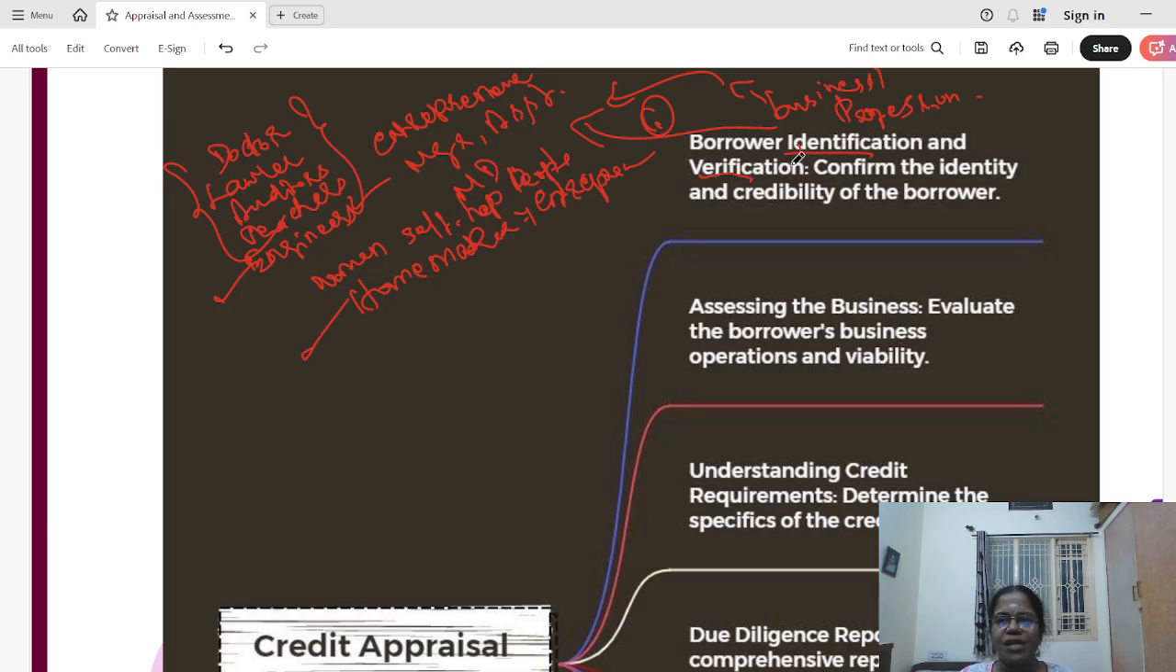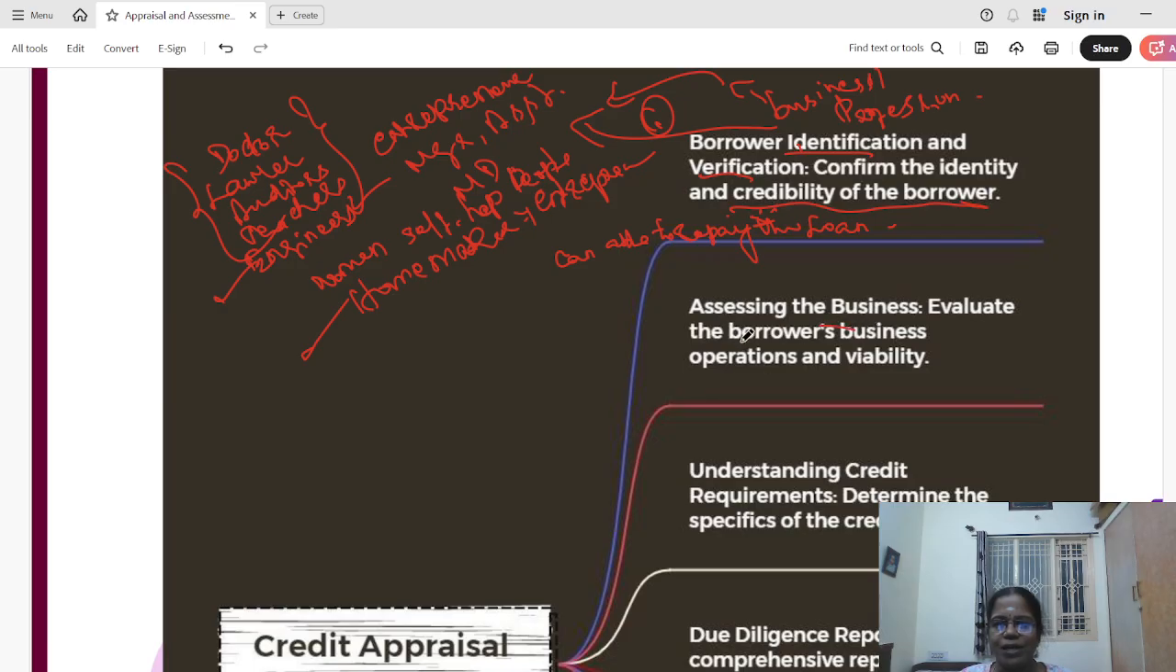They have to verify and confirm the identity and the credibility of the borrower, that is, whether such a borrower is able to repay the loan or not. That is the credibility of the borrower. So borrower identification and verification is very important before sanctioning the loan.